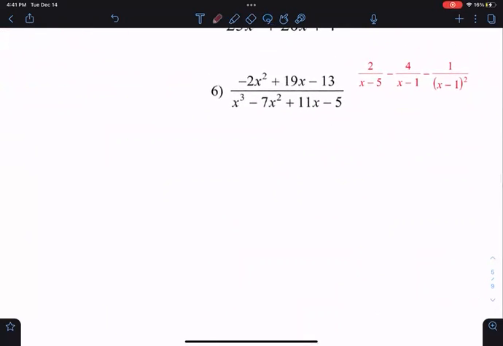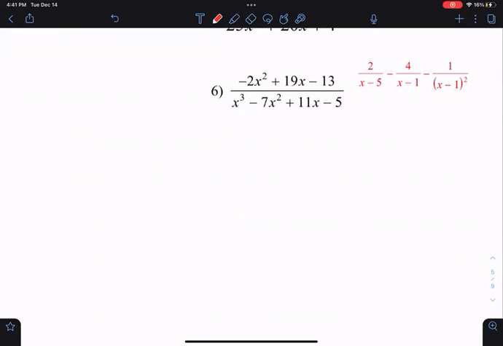Same thing, right? I need to factor the denominator. Is this in proper form? Yes, because the degree of the denominator is greater than the degree of the numerator, so I'm fine. So I need to do what? I need to factor the denominator, right?